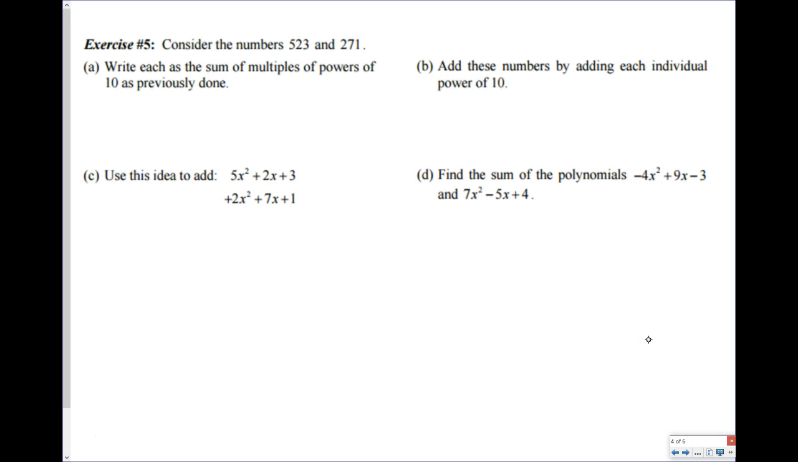So that's what I'm going to do first. So 523 is really 500 plus 20 plus 3. And that's the same thing as saying 5 times 100 plus 2 times 10 plus 3. Which would give me 5 times 10 squared plus 2 times 10 plus 3. Okay?